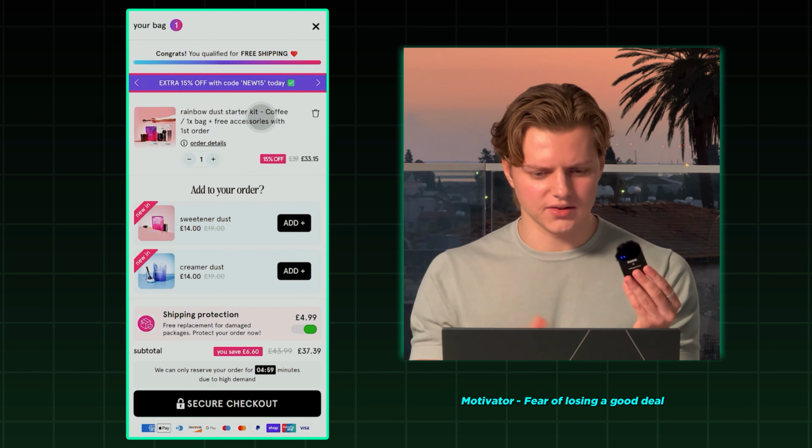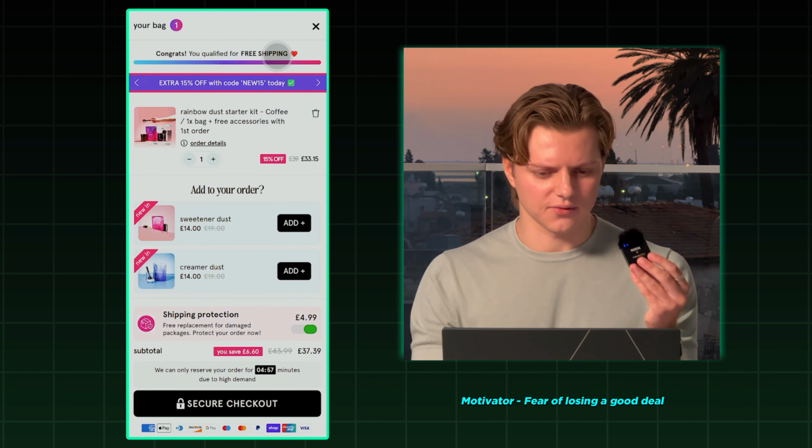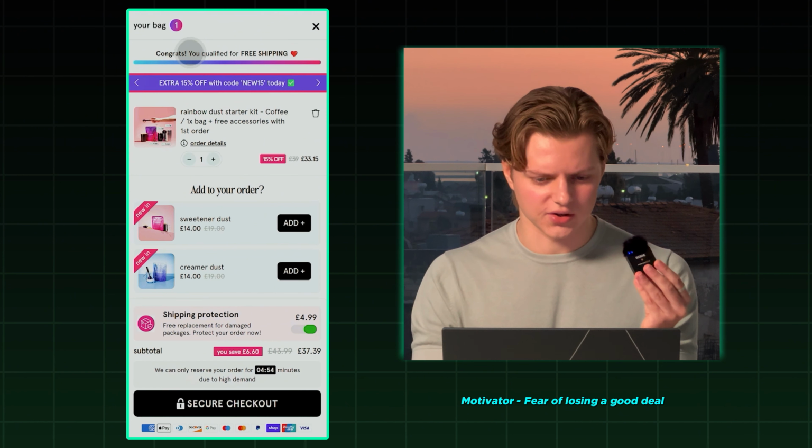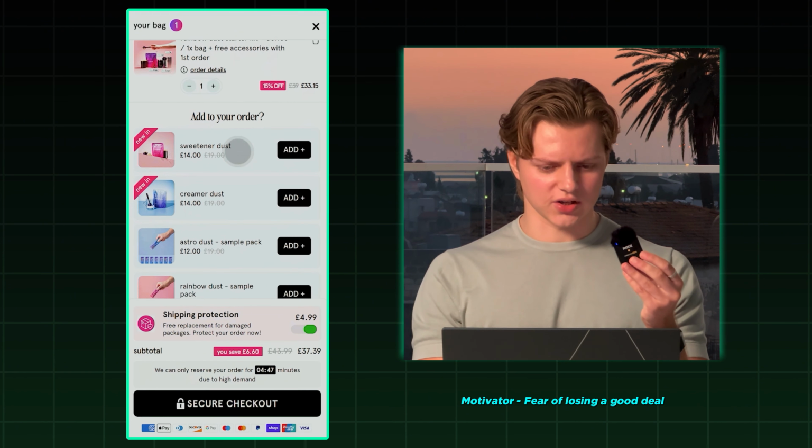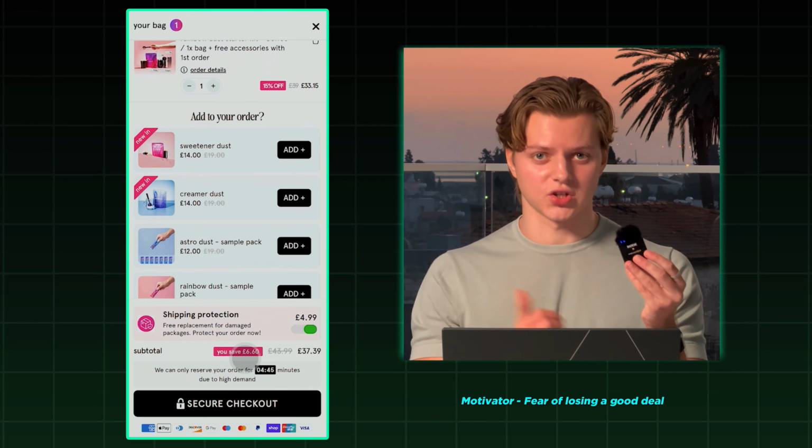And for the cart, they do have this free shipping on the top here, which is good. And they have the discount clearly stated. In addition, they have the discount down here as well, which is good. If you have a discount, you should repeat it.